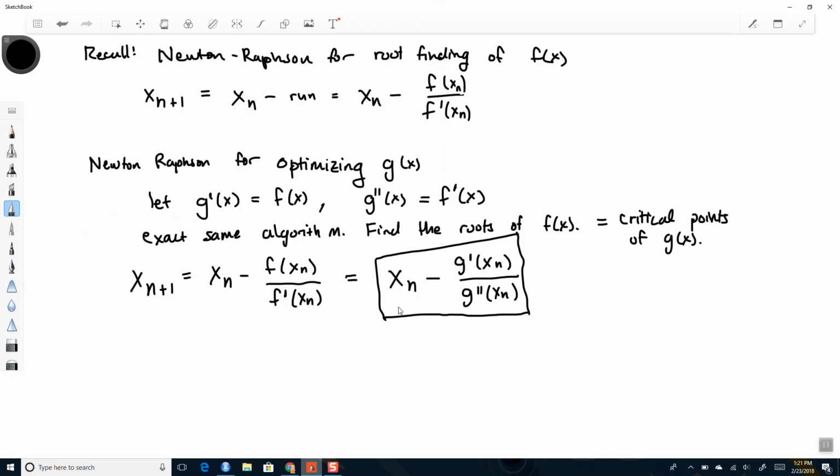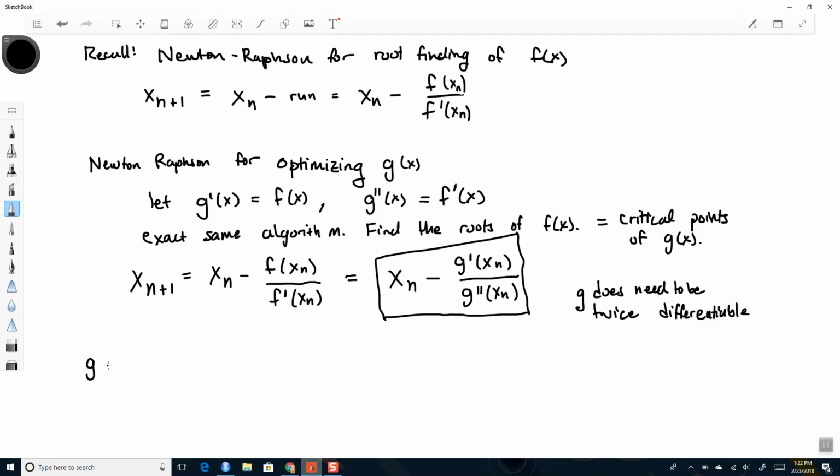If you wanted to implement this in R, what must be true about g? So g does have to be twice differentiable, right? I don't know how to spell differentiable. Something like that. You need to be able to take the derivative twice.